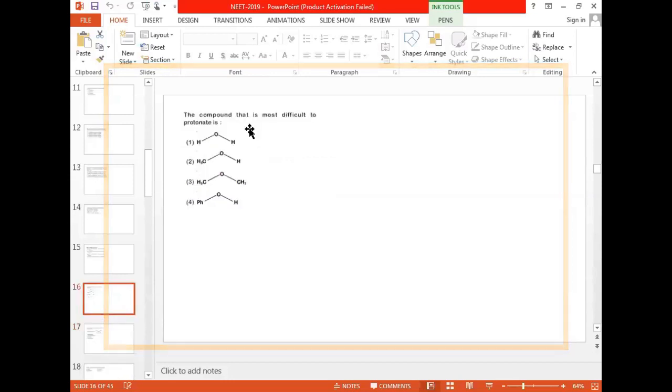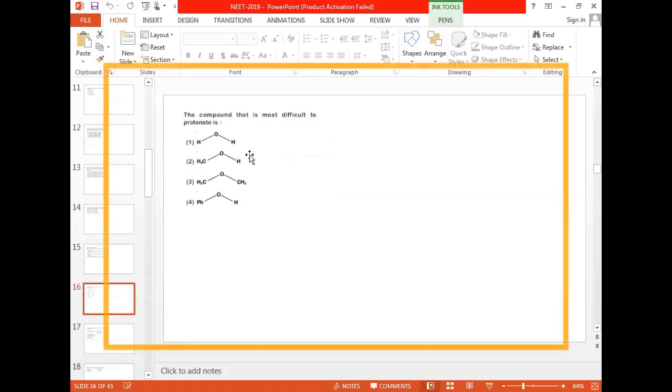Now come to the 16th question. What is the 16th question? Pooja, read. Kavya. The compound that is most difficult to protonate is... Which one is more difficult to protonate here?